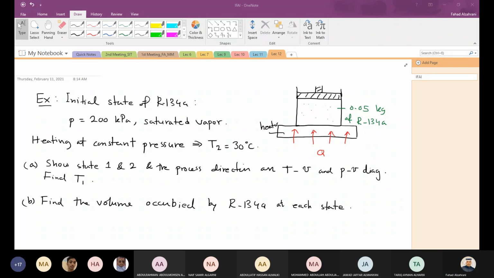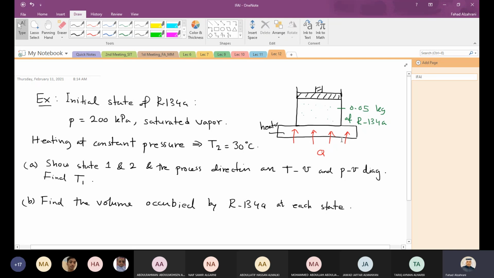Someone said something. Anyway, as I told you guys, the initial state of this refrigerant is 200 kilopascal and saturated vapor. Saturated vapor means it is the saturation state of the saturated vapor, the g state, on the TV diagram or the PV diagram.